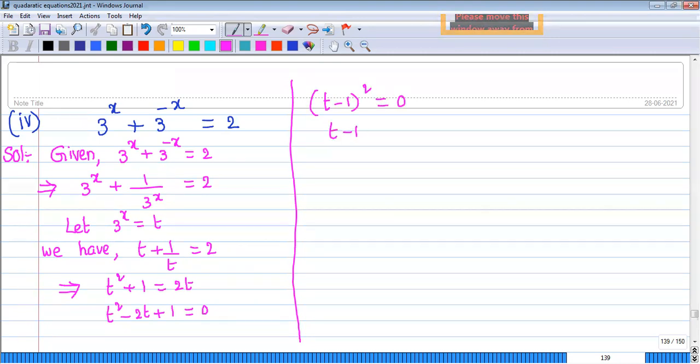So t minus 1 is equal to square root of 0, which is 0, because 0 is neither positive nor negative. Only one solution you will get. t equals to 1.